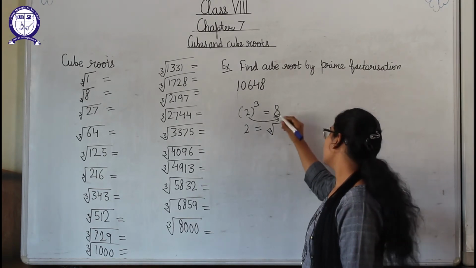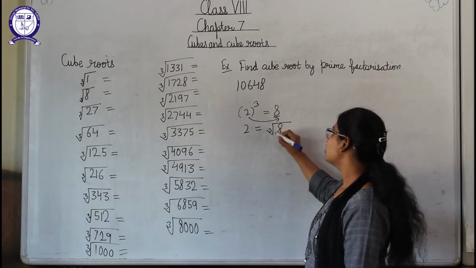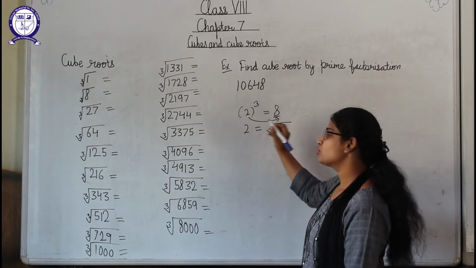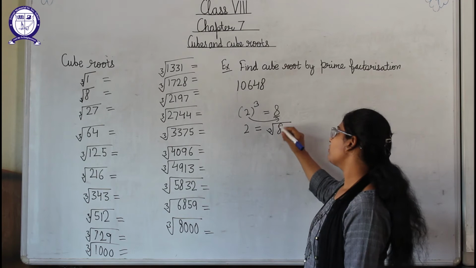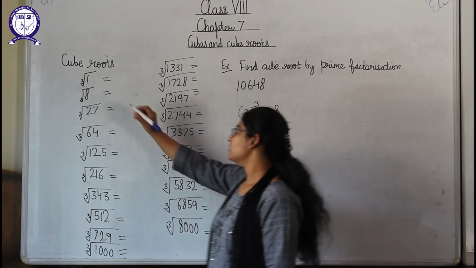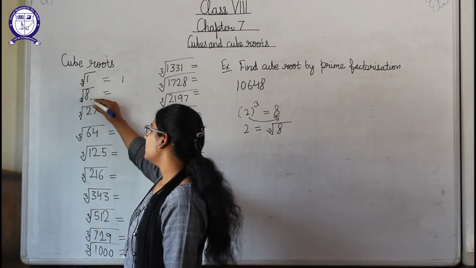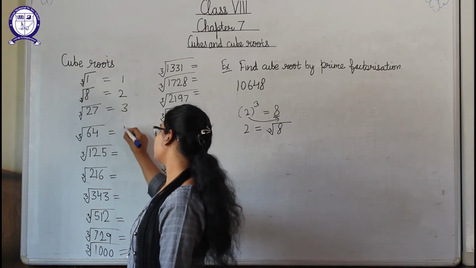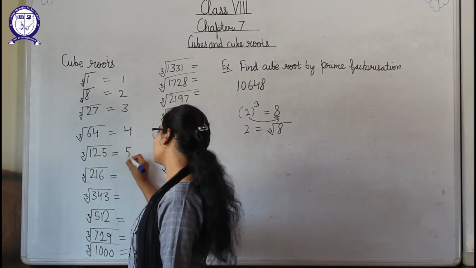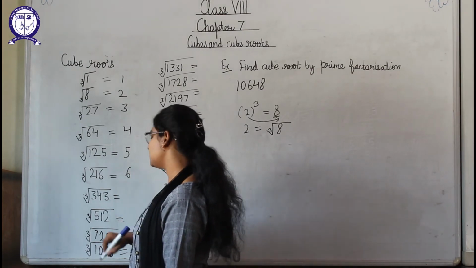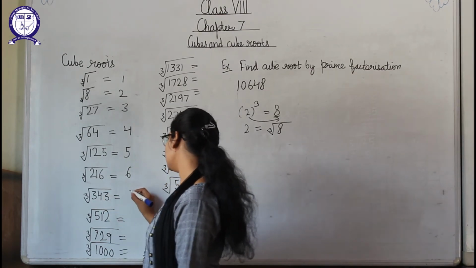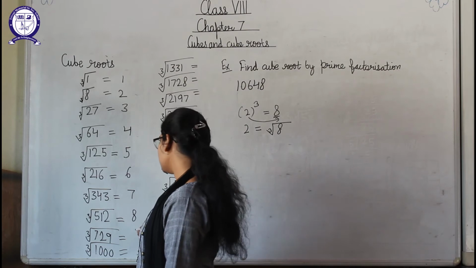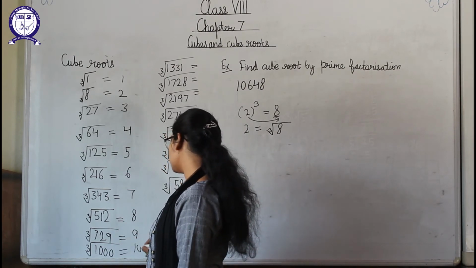This is the symbol of cube root, and here it is 8, so the cube root of 8 is 2, as 2 into 2 into 2 is 8. Here cube root of 1 will be 1, cube root of 8 will be 2, cube root of 27 is 3, cube root of 64 is 4, cube root of 125 is 5, cube root of 216 is 6, cube root of 343 is 7, cube root of 512 is 8, cube root of 729 is 9, and cube root of 1000 is 10.